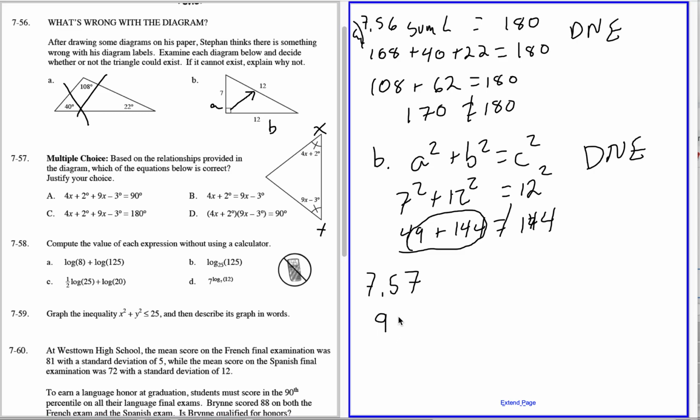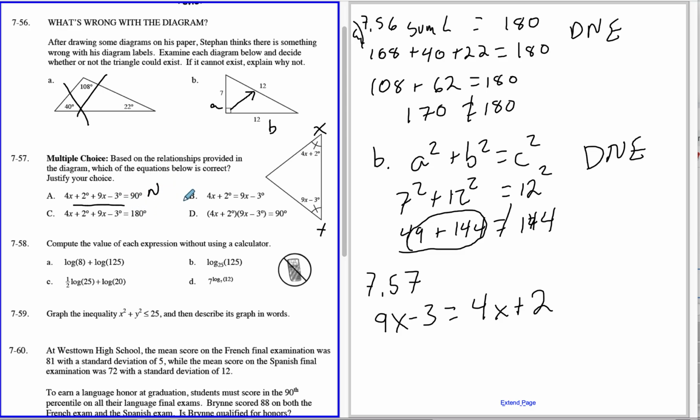So that first angle is 9x minus 3 equals 4x plus 2. Let's go ahead and see if any of those match up. No. 9x minus 3 equals 4x plus 2. I believe it's B. Hit the cool extend the page button. Look at that.